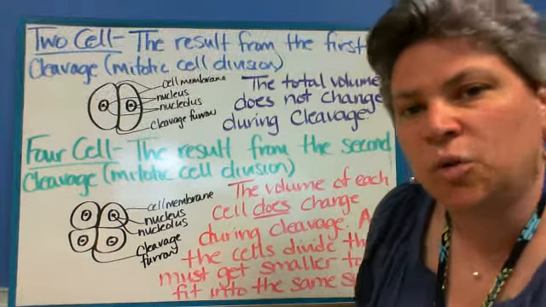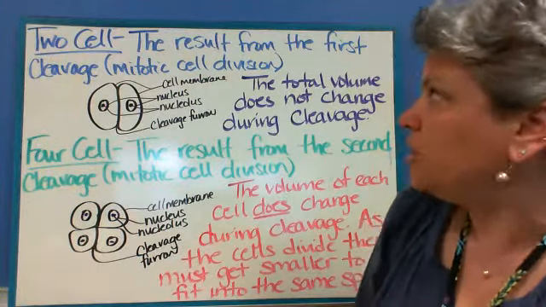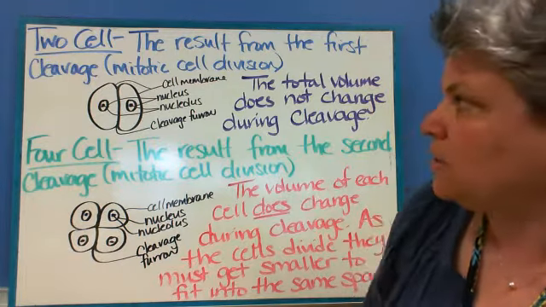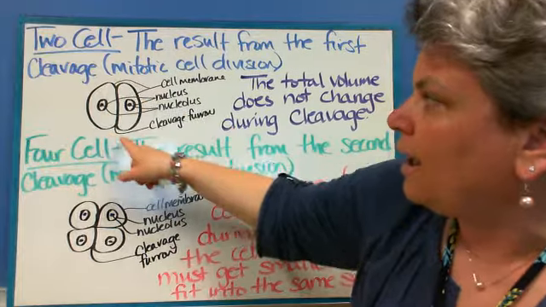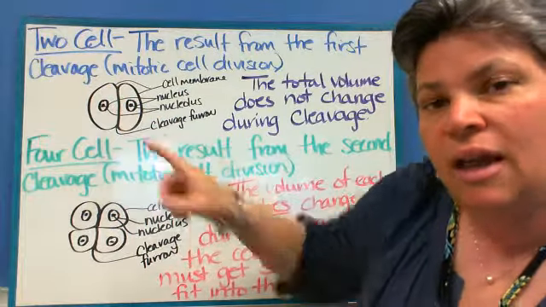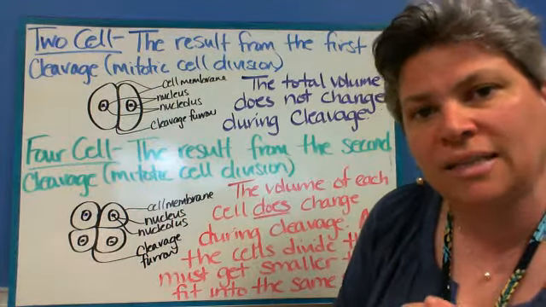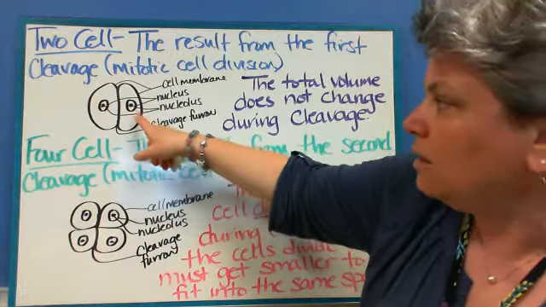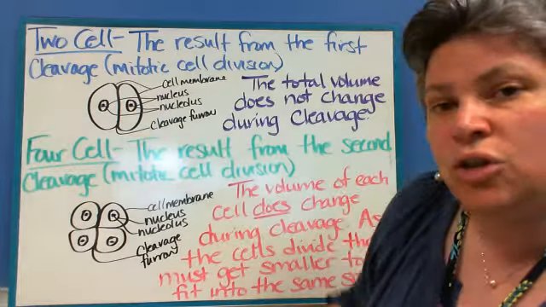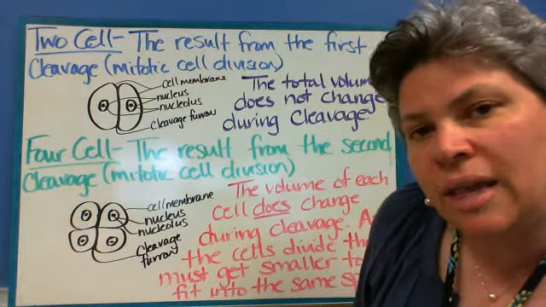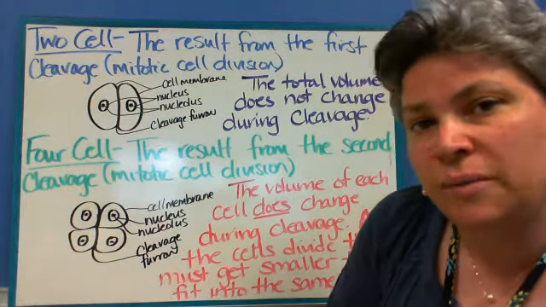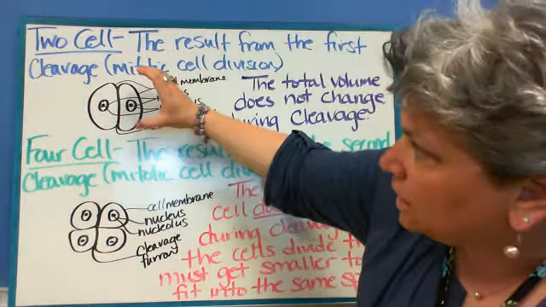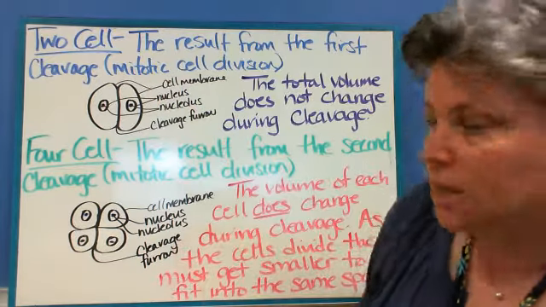So that takes us to what they call the two-cell stage. It's the result from the first cleavage, or that first mitotic cell division. Notice what I have here is two cells, and they're smaller than what that last cell was. Again, the cell membrane is going around the outside. We have the nucleus, the nucleolus, and what can we label now that we've talked about during mitosis? And that would be the cleavage furrow. And you can see that's where that cell is starting to pinch in.